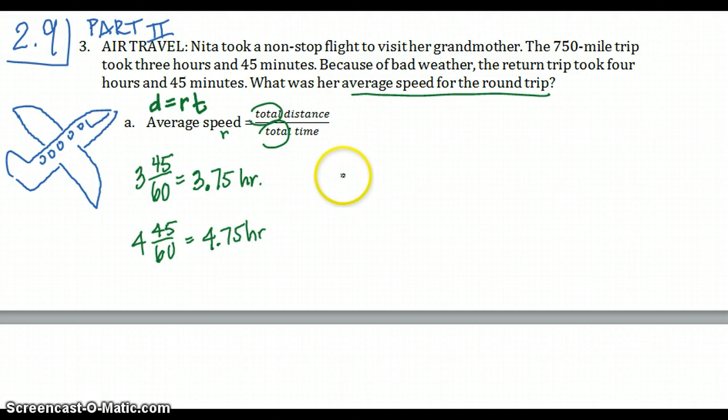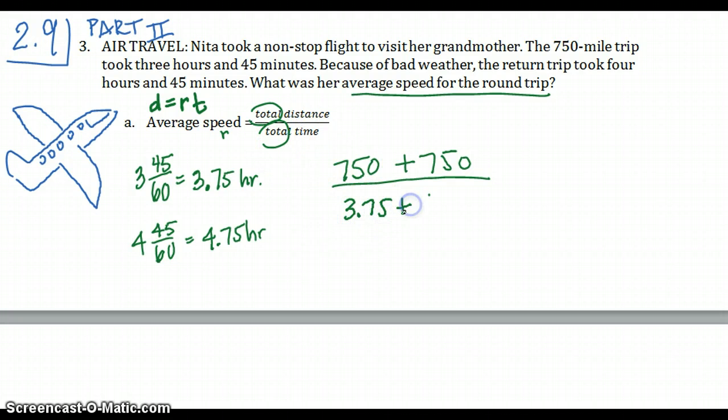Now what's her total distance? Well, it's a round trip. So she went 750 miles and she returned 750 miles. And her total time is going to be 3.75 going plus 4.75 returning. So we're looking for this total. When you punch that in your calculator, you get approximately 176.5, and I've rounded that to the nearest tenth, miles per hour. That is her average speed, miles per hour.